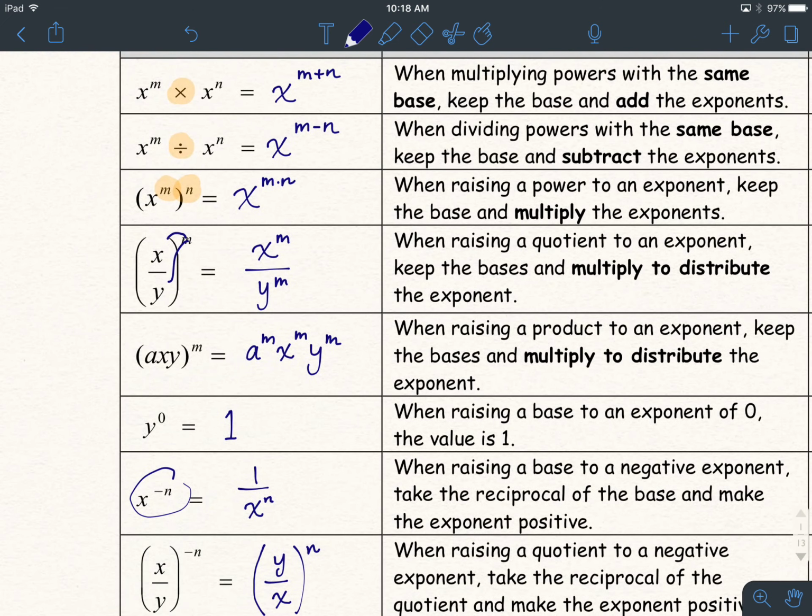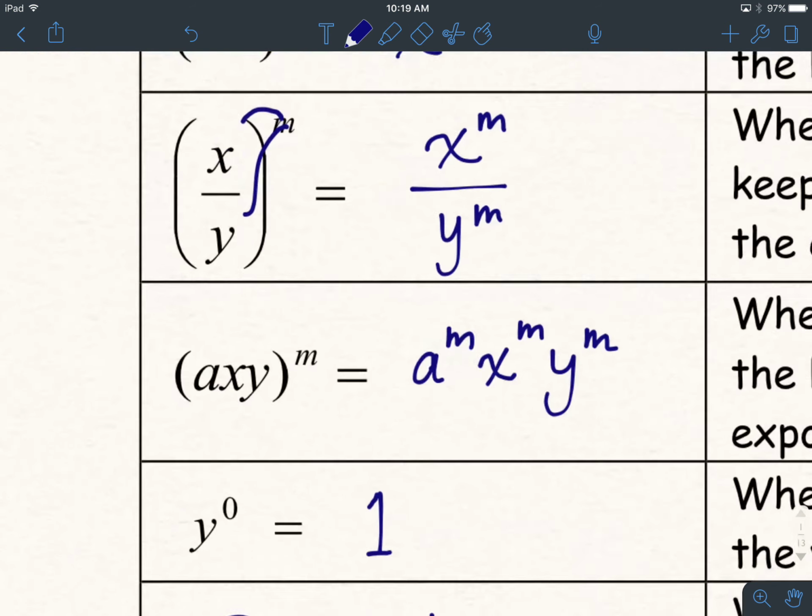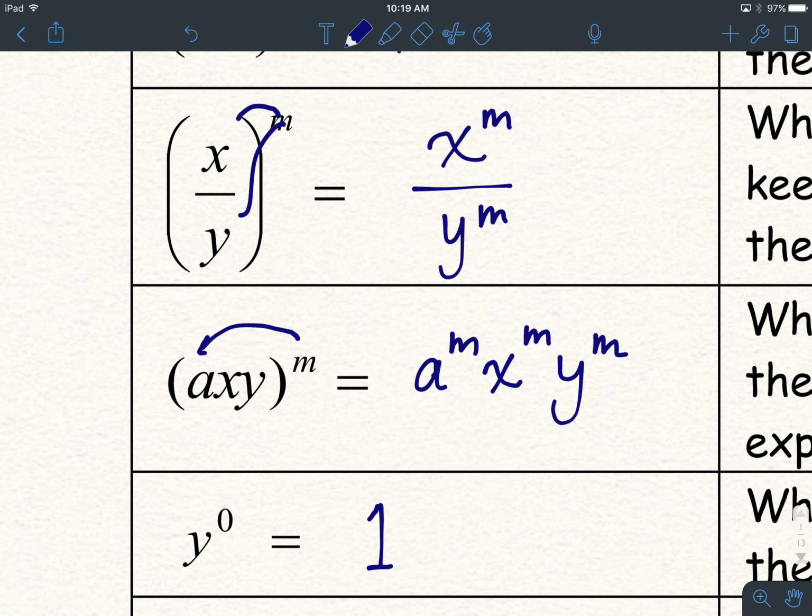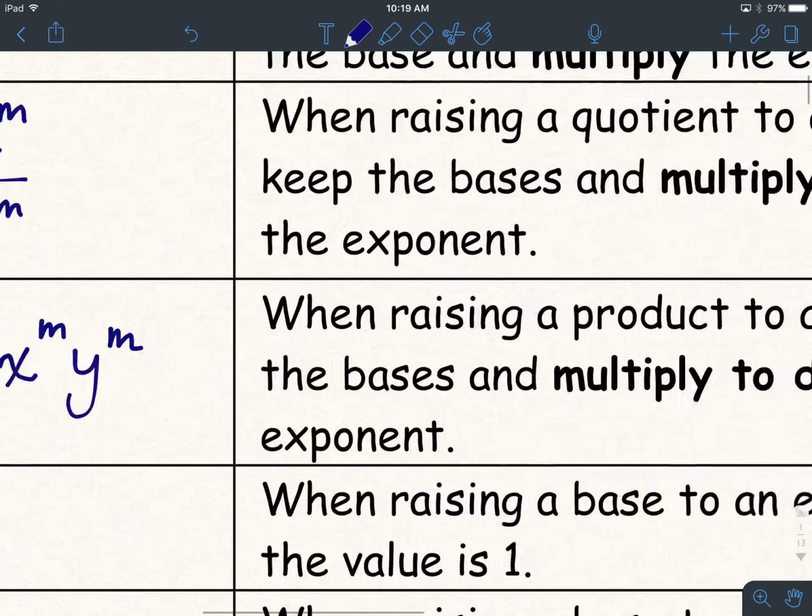Let's look at a more complicated base. If you have a base that's comprised of a few different parts, say a, x, y, and that's our whole base having the exponent m applied to it, similar to the example above, we're going to distribute that m to all three, what I'm calling components of the base. And you would have a to the exponent m, x to the exponent m, y to the exponent m. Let's work that example out.